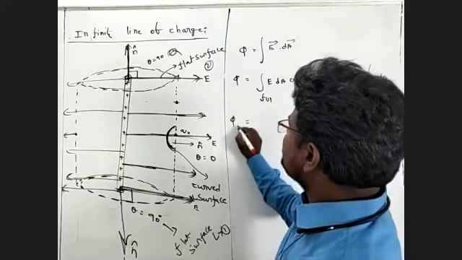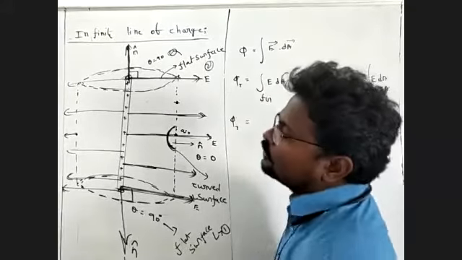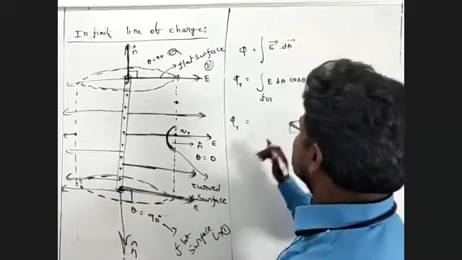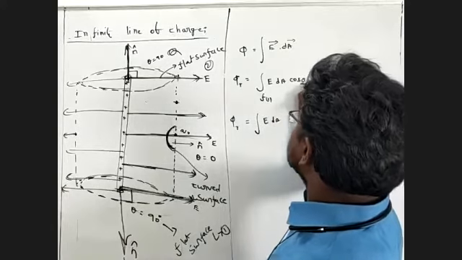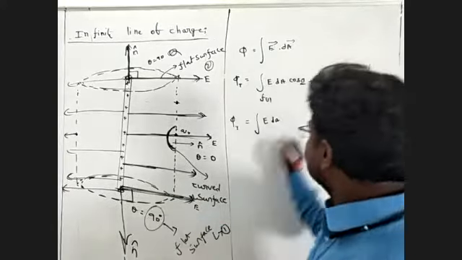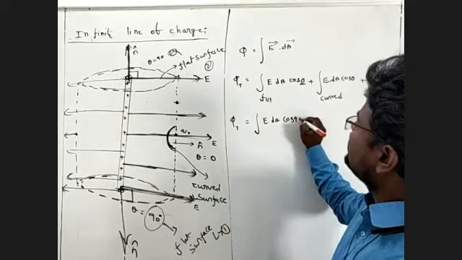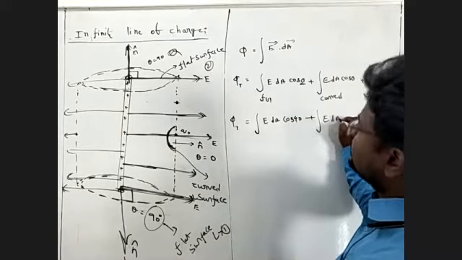So this is the total flux, the total flux passing through the Gaussian surface, the integration of E dA. What is the angle between the normal and the flat surface's field? Theta is equal to 90 degrees, so this is cos 90, plus E dA for the curved surface.